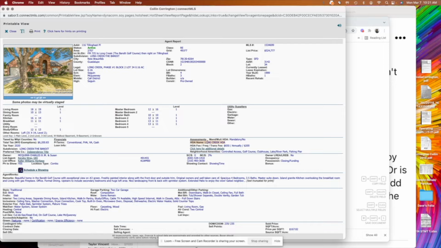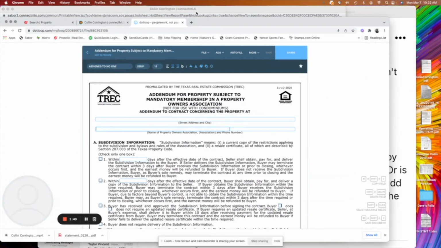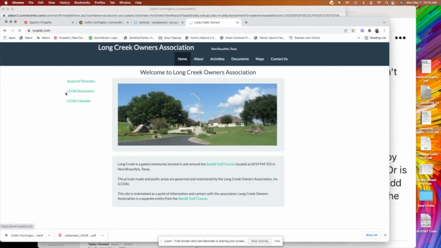Guys, you've got to make sure, just because you have a common name, so this particular one, everybody refers to it as the Bandit, but that's not the name of the HOA. It is the Long Creek HOA. And a lot of times if you just go to search Long Creek, this usually works. I don't know if it will on this one. Yeah, so like right here, Long Creek owners.